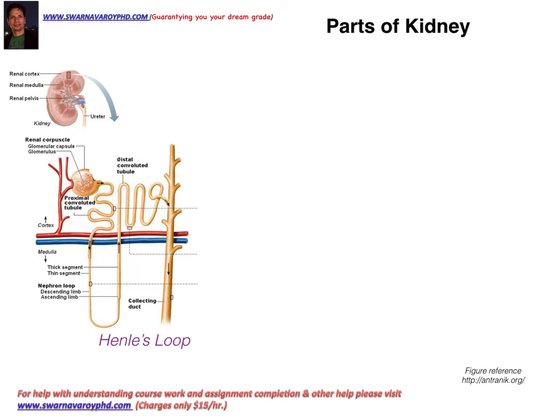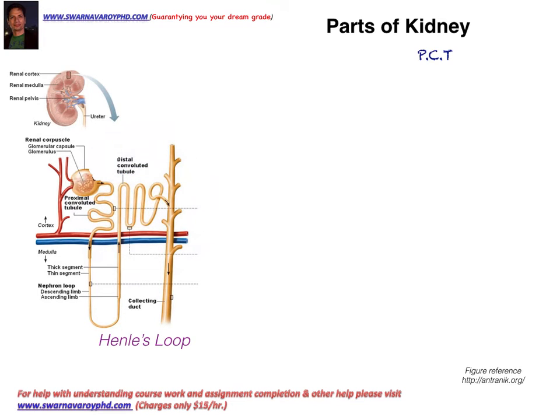Then we have the second part, that red box, and this is known as the Henle's loop, or the loop of Henle. And then we have the final last part, which is the distal convoluted tubule. Again, you see the blue circle.